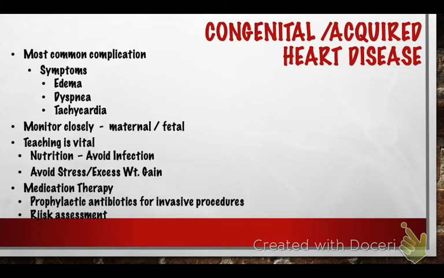So your class 1 is your patients who are asymptomatic. They have no limitations with any physical activity, no objective evidence of cardiac disease. Ordinary physical activity does not cause any undue fatigue, palpitations, dyspnea, or chest pain. Your class 2, they're symptomatic. They have dyspnea and chest pain with increased activity resulting in slight limitations of physical activity. So they are comfortable at rest, but ordinary physical activity will result in fatigue, palpitations, dyspnea, and anginal pain.